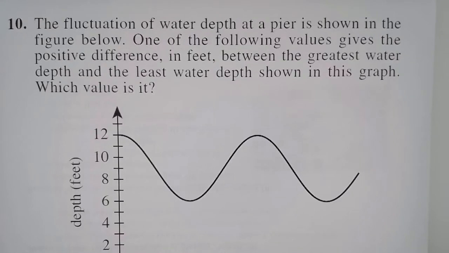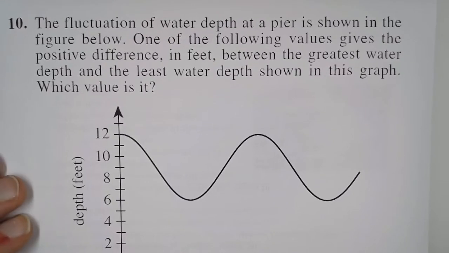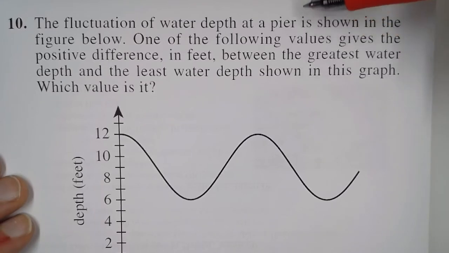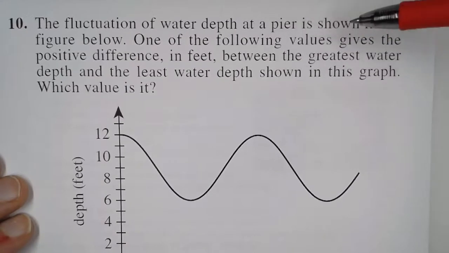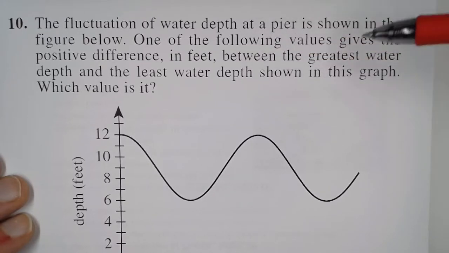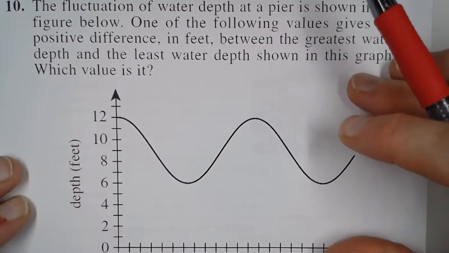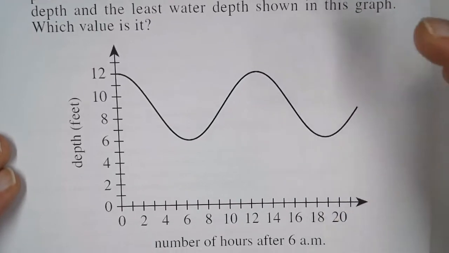In problem 10, it says the fluctuation of water depth at a pier is shown in the figure below. One of the following values gives the positive difference between the greatest water depth and the least water depth shown in this graph. What value is it? So what's the water doing?